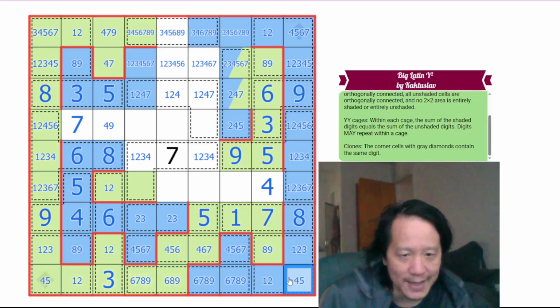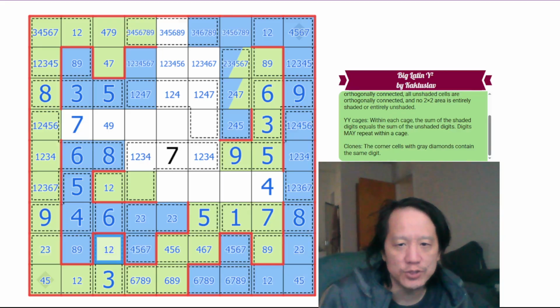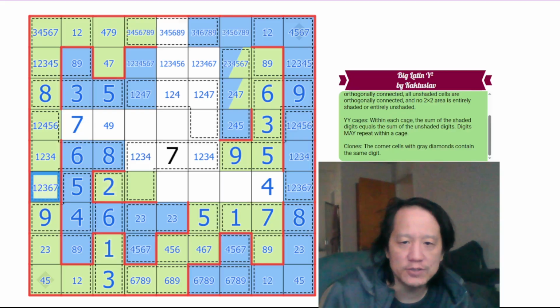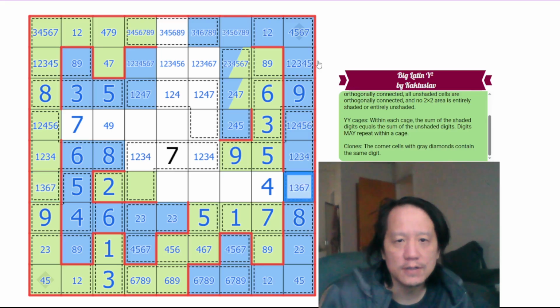That means this is 9 plus 3. 9 plus 3 is 12. 17 minus 12 is 5, which is 2 and 3. So this must be a 2, 3 pair, which means this can't be 2 or 3. This is 1. That makes this 2. So this can't be 2 anymore. This can't be 2. This has to be a 4 or 5, which eliminates 4 or 5 in the rest of the column.